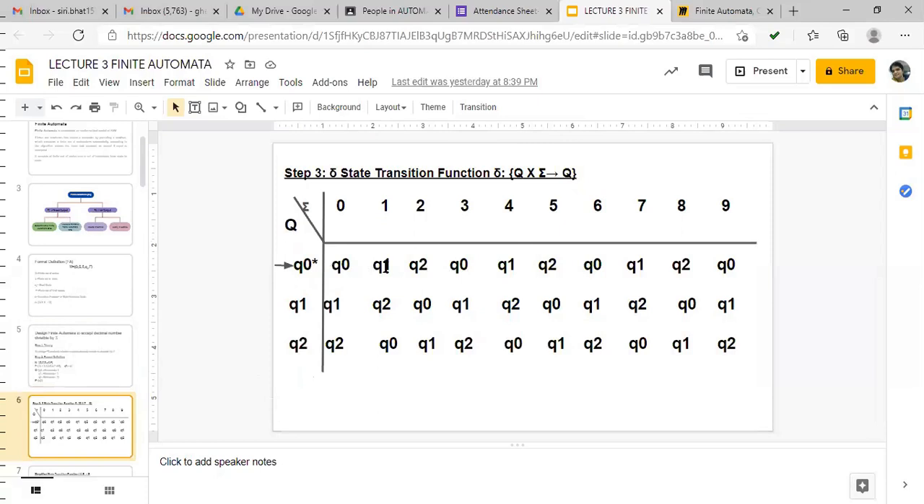Here, on the same basis, I have filled the table. This is my state transition table. Is the state transition table clear? Students, you should understand this. If you have any little doubt, maybe a very silly doubt, you can ask me. This is clear? Very good. Everyone is clear.